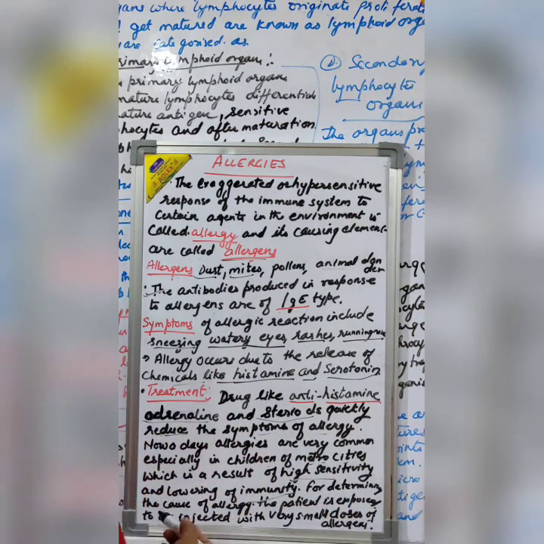For determining the cause of allergy, the patient is exposed to or injected with very small doses of allergens. So we have learned about allergies, different kinds of allergy, symptoms of allergy and the treatment of allergy. Next we come to our next topic, that is lymphoid organs.